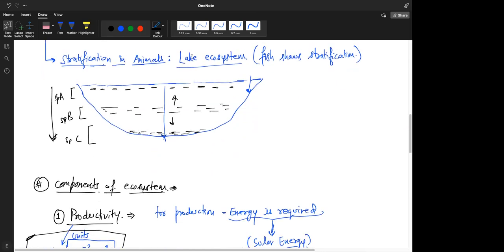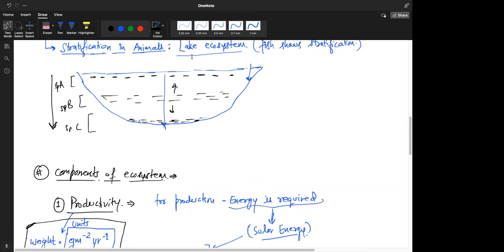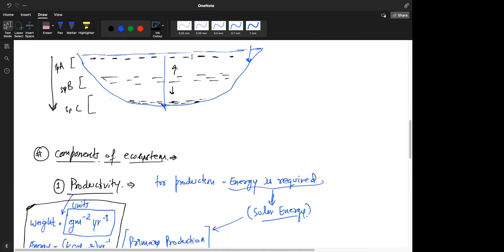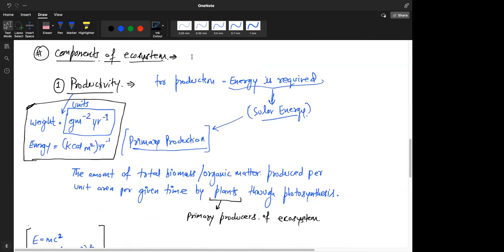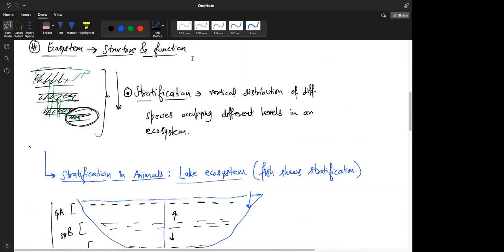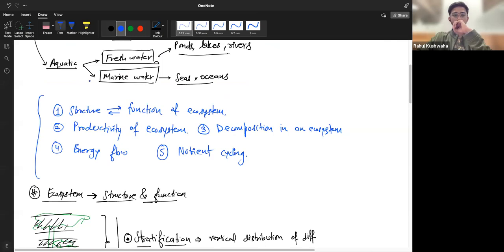Then we learned about the basic components of an ecosystem. One of the components is productivity. These are the different components. So structure and function define how the ecosystem produces things. So productivity, then how it decomposes things, which is decomposition. This we are going to do today. Then energy flow and nutrient cycling.